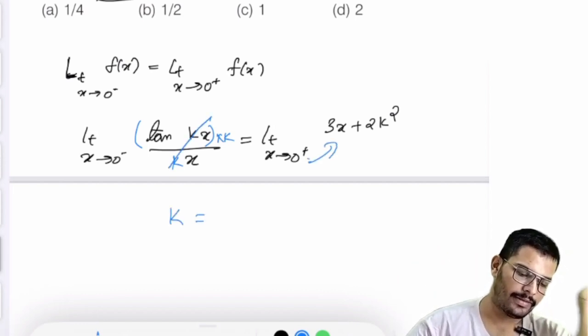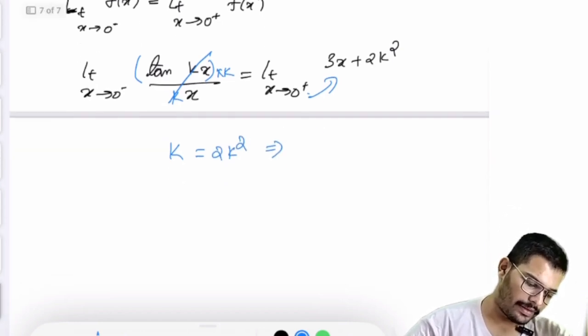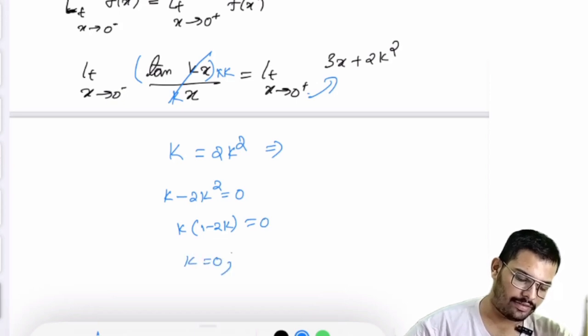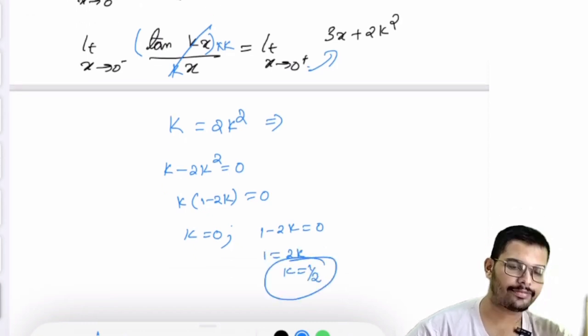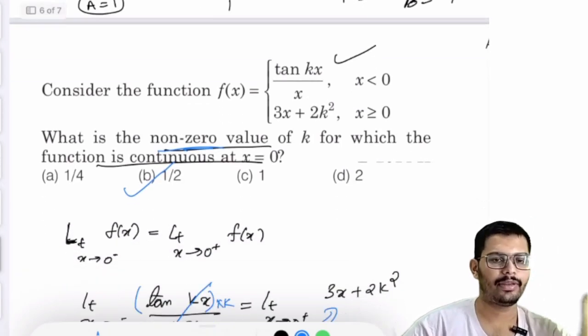Now if you apply here, 3 into 0 is 0 and 2k square remains. Therefore, k minus 2k square equal to 0, k into 1 minus 2k equal to 0. That is, k is either 0 or 1 minus 2k equal to 0, that is 1 equal to 2k, k equal to half. They have asked for the non-zero value. Therefore, it is 1 by 2, option B.